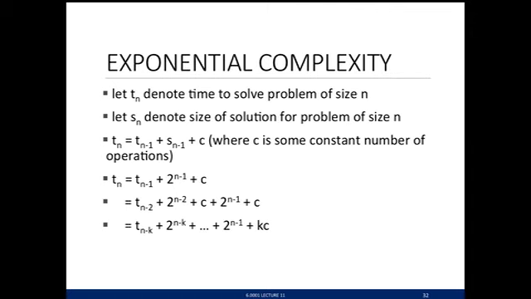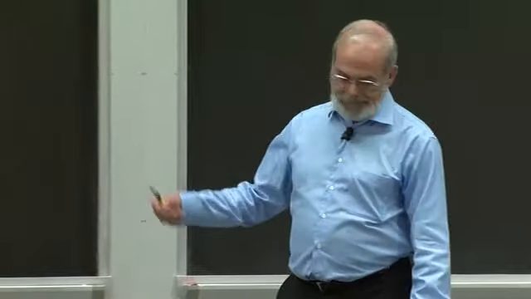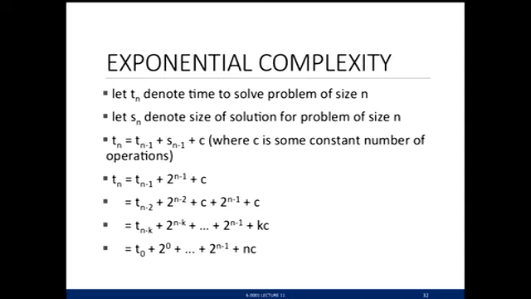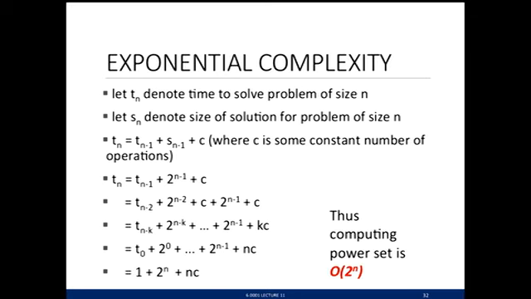I'm going to have k times c constant steps. For each reduction, I'm going to get another power of 2, and I'm going to reduce this overall term after k steps to T of n minus k. When am I done? When that's down to something of size 0. And there's the expression. And what you can see is what I wanted you to see. Order 2 to the n is exponential in the size of the problem.